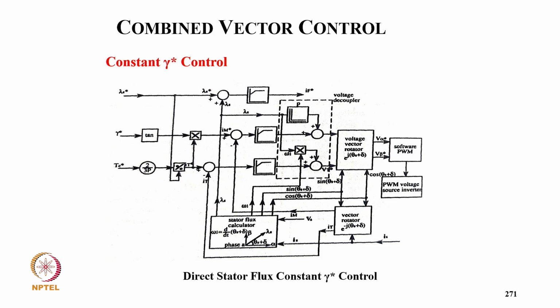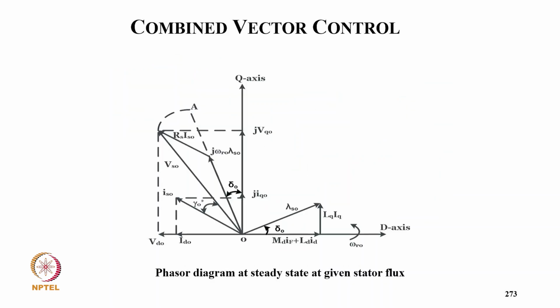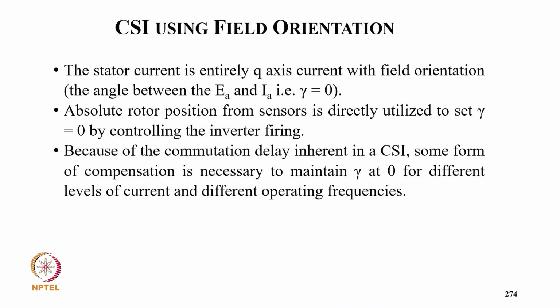So you can clearly see direct stator flux control for constant gamma control, and from the flux, lambda, gamma star and T star we are able to get If, and typically we see the control of the motor and the respective feedback for the calculator. With variable gamma control, again we go with the torque, calculate Id, and do current control. We get the voltage applied to the field, and this is the phasor diagram corresponding to that.